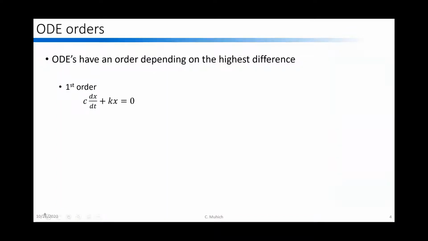So first, let's just do a brief review of ODEs. Our ordinary differential equations always have an order depending on the highest derivative involved. In this case, our first order ordinary differential equation has this form, dx/dt. We can have some constants and some other values in here, but we know it's a first order equation because we have only one dx/dt. We don't have d squared x, we don't have anything else. We've got just that one order.